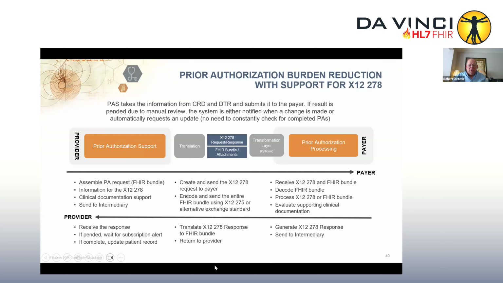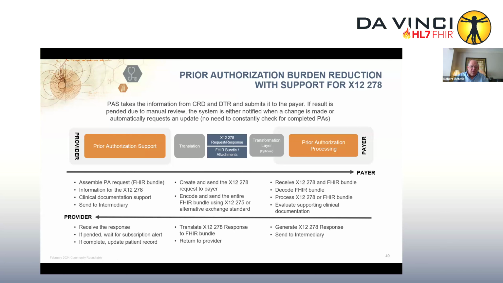So what we've been working with is this process where we collect information in a FHIR format, we create a FHIR bundle, we send it to something in the middle that translates it into an X12-278, and then ultimately sends it to the payer for processing. We send along the entire bundle always, because there may be a situation where the provider or the payer wants to use the FHIR bundle to actually do the processing for prior authorization.